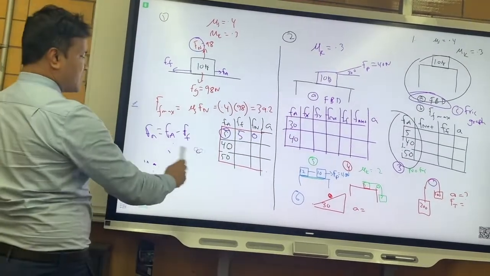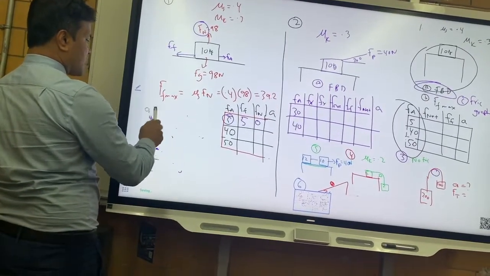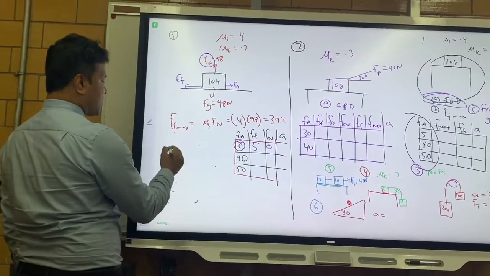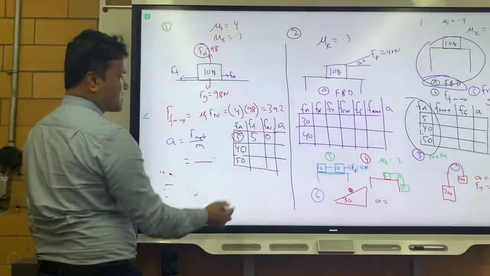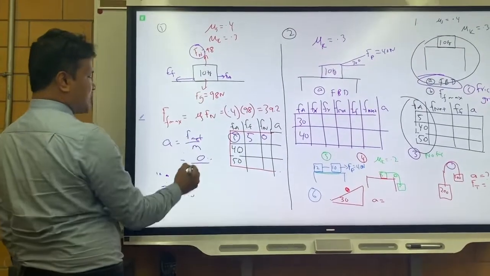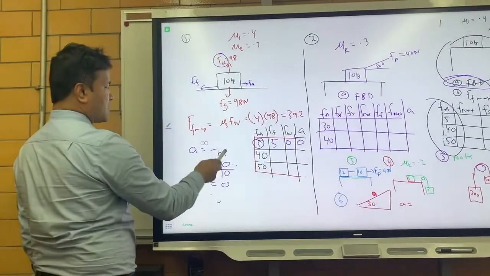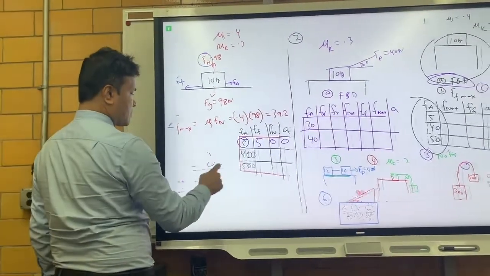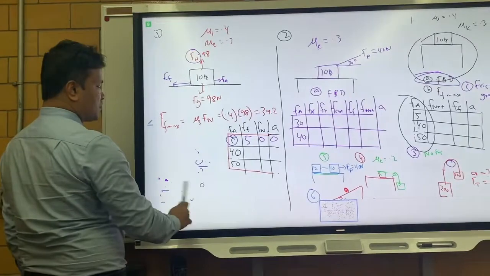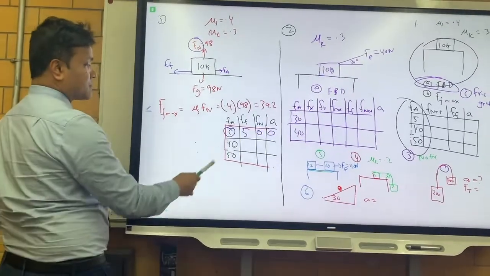So now we're going to do the acceleration. Newton's second law, a is equal to F net over m. So F net must be 0 and m must be 10. 0 over 10 is 0. Okay, so now we're going to do the next one. Next one is what? 40.